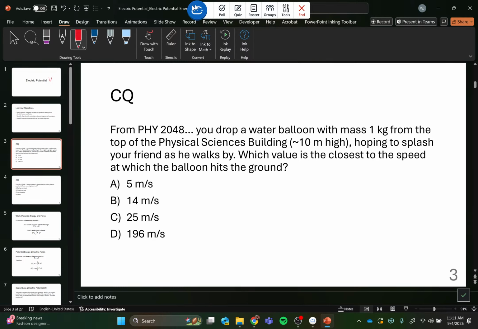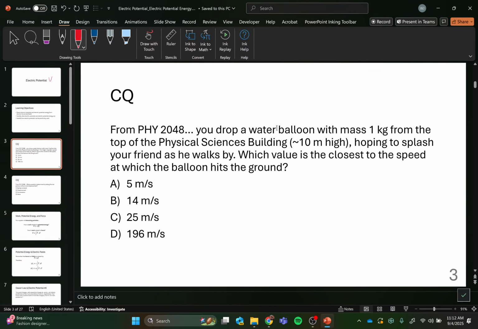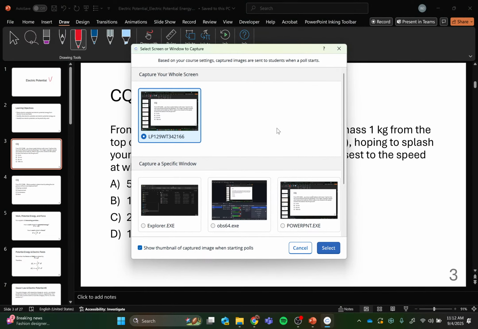All right, so let's see your background knowledge. Remember, all learning is connecting old knowledge. How long do I want to spend on this? I'll give you all 2 minutes. Let's see how that goes.